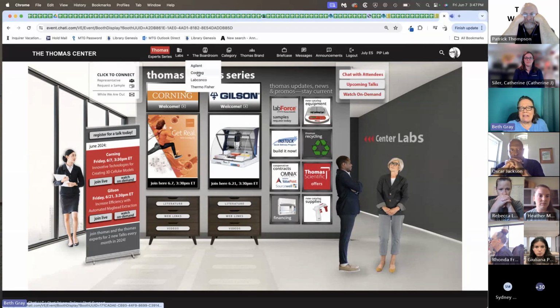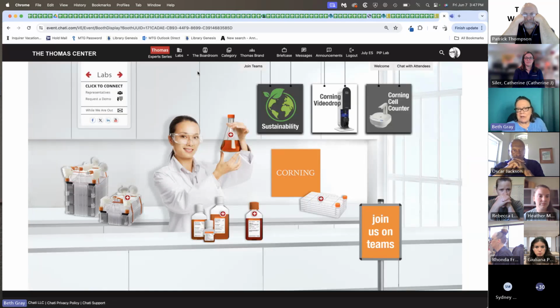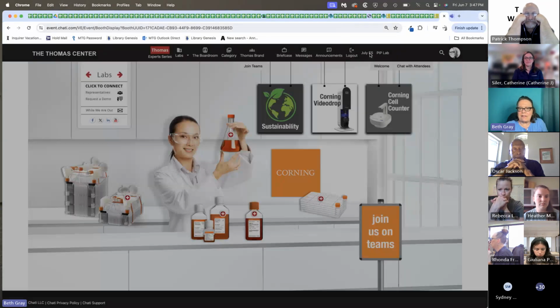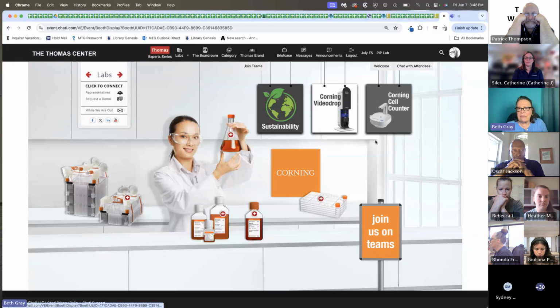You can go directly this way. And the Corning Lab has a lot of the products that we were just talking about, especially the serum right here. So each one of these pluses, please click on those for the resources as well as the signs. And they will be having office hours. So please talk to your Thomas rep, you customers that are on the call, and join them for the next Corning office hours.